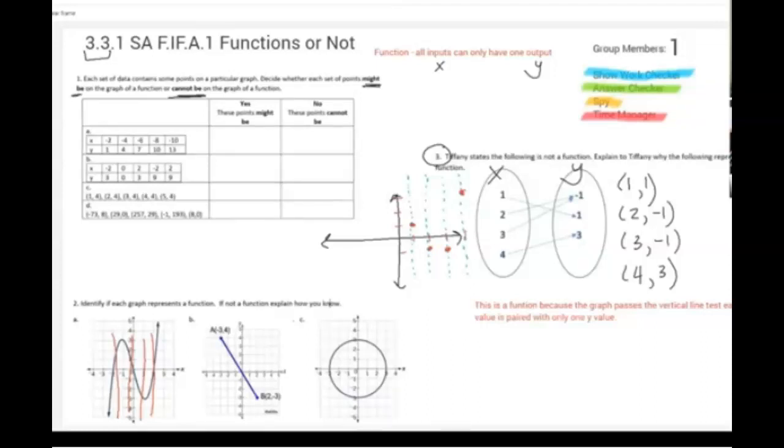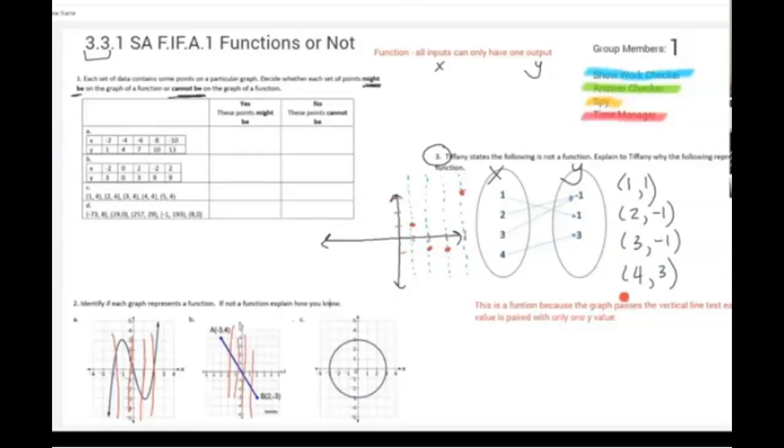All right. What about 2B? Function, not a function. Yeah, I think it's a function. Good. I agree. Okay. Because there's no place you can put in a vertical line anywhere where it's going to intersect more than once.